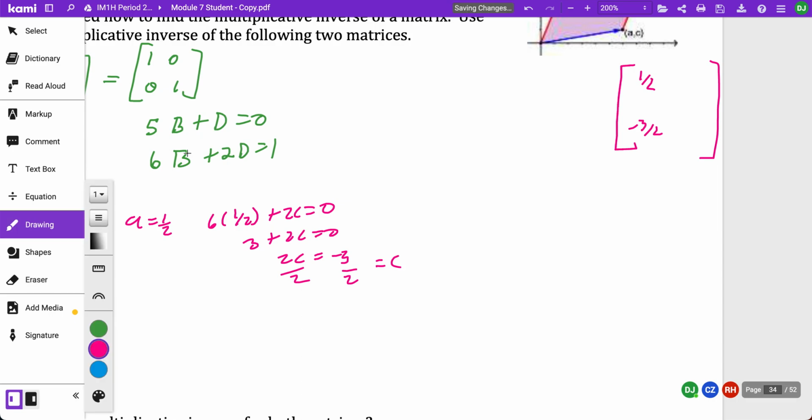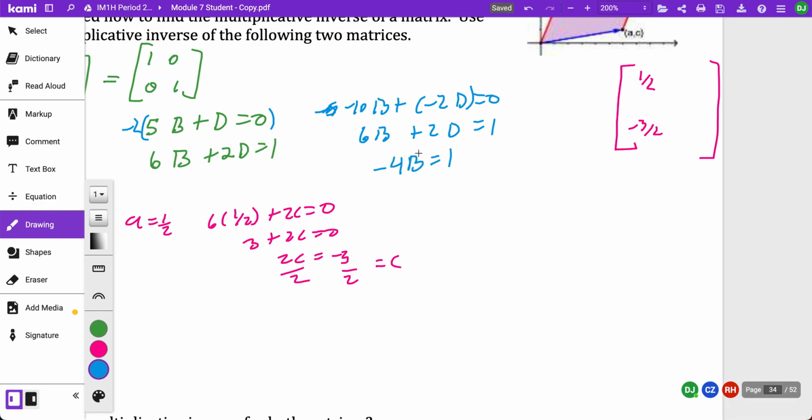Same idea, I'm going to go ahead and multiply this top one in blue by -2. And then this would give me -10B plus -2D is equal to 0. And then I still have my 6B plus 2D equals 1. These D's cancel, and I'll be left with -4B is equal to 1. And then when I divide both sides by -4, I'm going to get B equals -1/4.